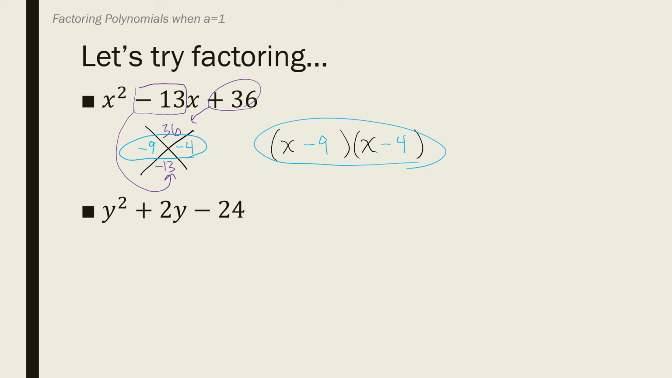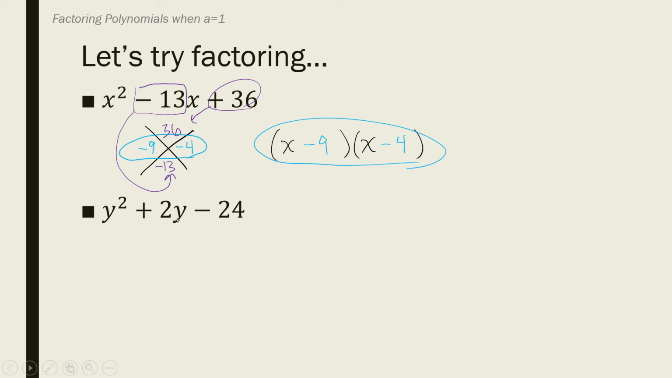X times x is x squared. X times negative 4 is negative 4x. Negative 9 times x is negative 9x. Negative 9 times negative 4 is positive 36. And then I combine my like terms. Negative 4x minus 9x is negative 13x. So we would get x squared minus 13x plus 36. That's how you check. Let's try the next one.